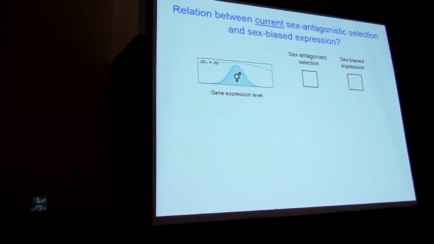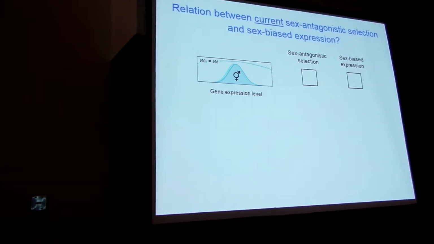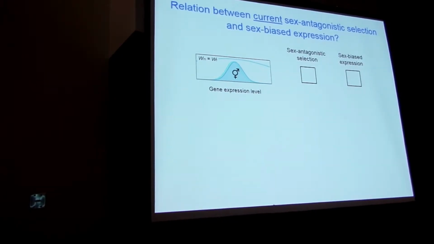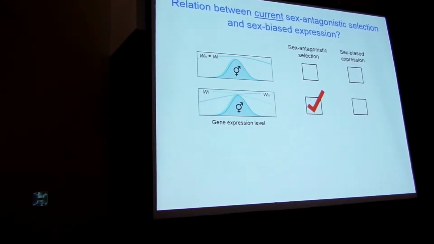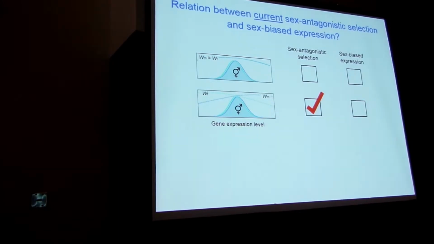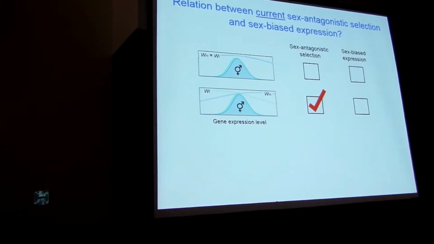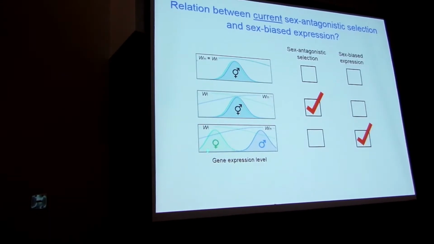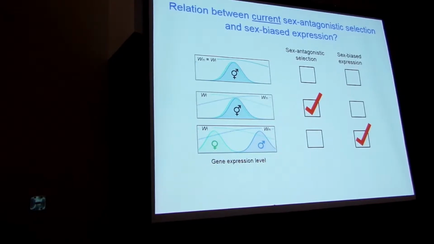So here's my little cartoon of sex-biased expression. It's gene expression here, fitness here. In a situation where the male and female fitness functions are identical, and male and female expression is identical, there's neither sex-antagonistic selection nor sex-biased expression. However, if the fitness functions are different, but the expression is the same in males and females, we will have sex-antagonistic selection, but not sex-biased expression. Thirdly, if we have differences in the expression, but those differences are optimized within females and within males, we will have sex-biased expression, but no ongoing selection.